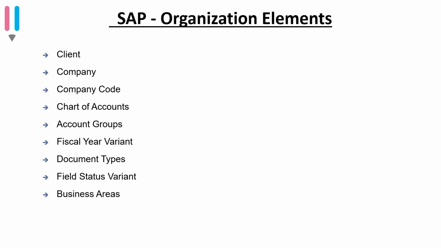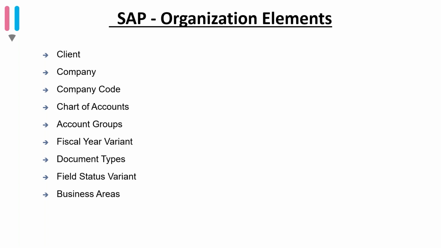So if you have 4 or 5 companies in a big organization, 4 or 5 legal entities, for each legal entity you have to maintain a company code. Company is an optional entry only. Every company code will represent a legal entity in SAP. Apart from that, you have chart of accounts.